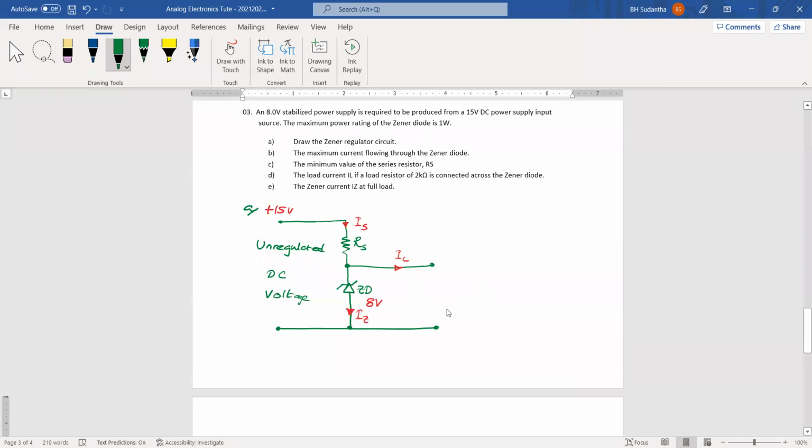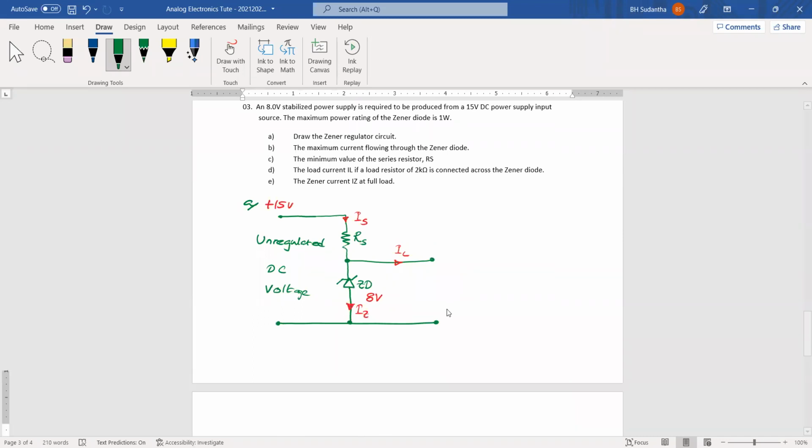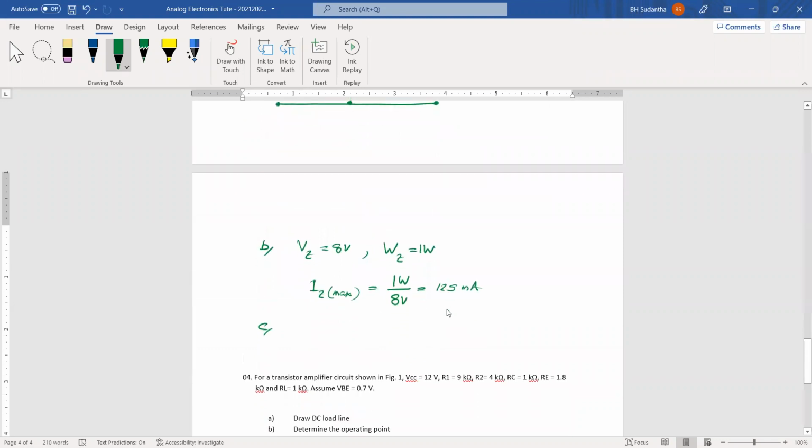The maximum current flowing through the Zener diode determines the minimum value of the series resistor RS. Okay, here this is okay. Then the minimum value of series resistor RS.